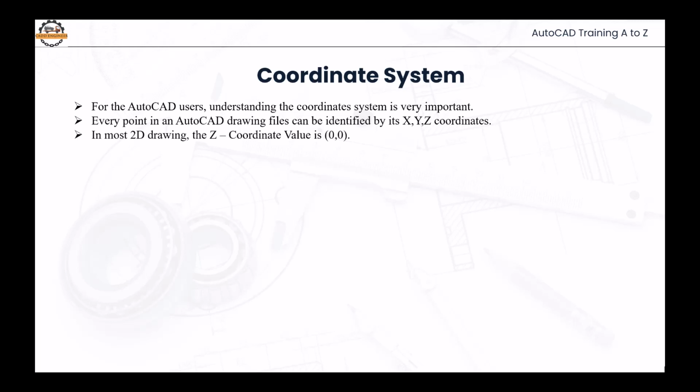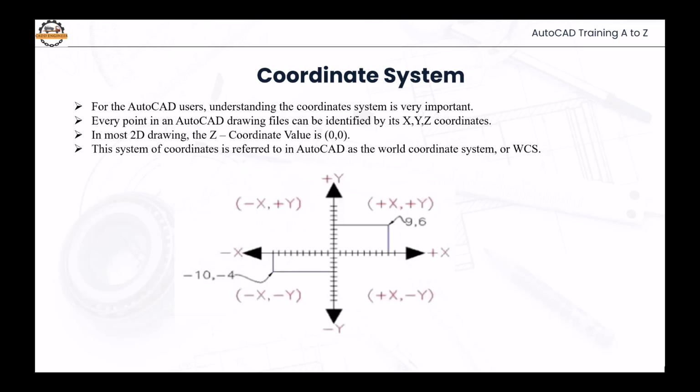In most 2D drawings, the Z coordinate value is always 0. This system of coordinates is referred to in AutoCAD as the World Coordinate System, or WCS. So when we're working in AutoCAD, we have to always keep this coordinate system in our mind. So that will be telling about the sign rule.